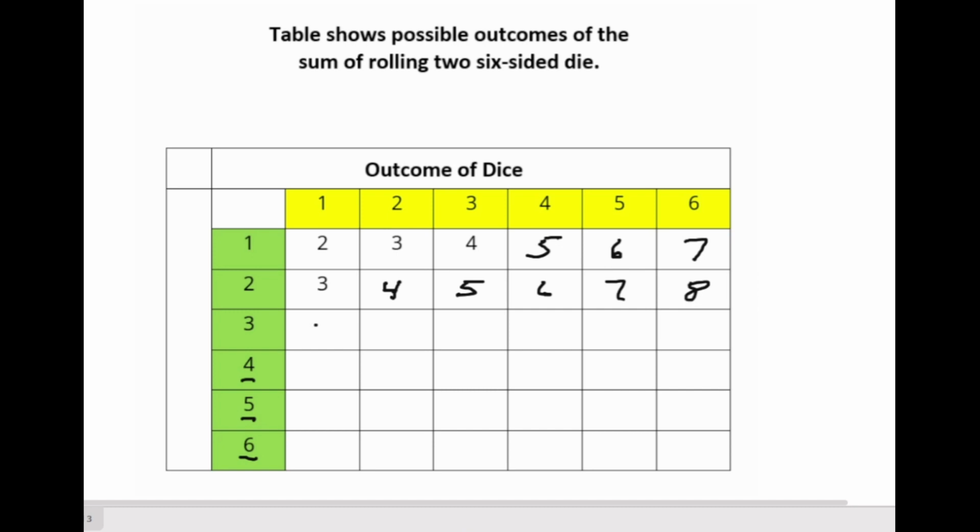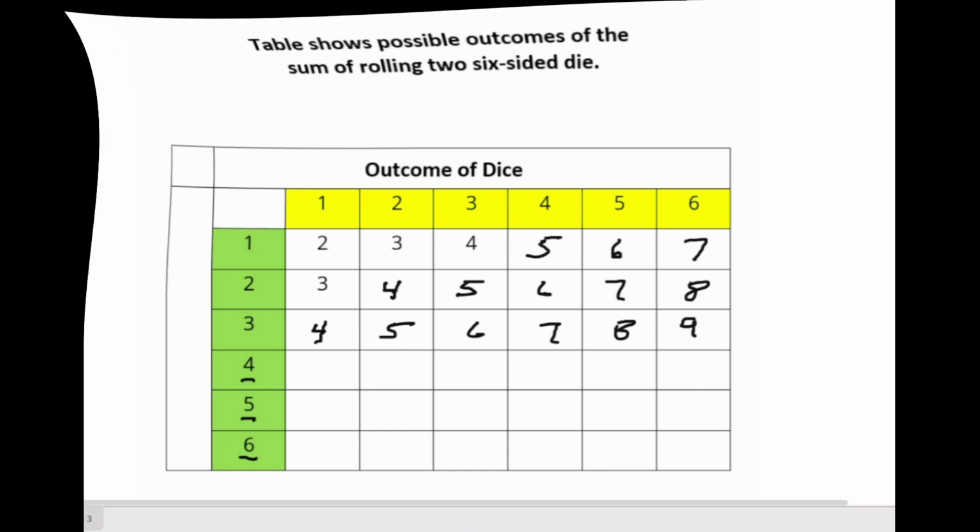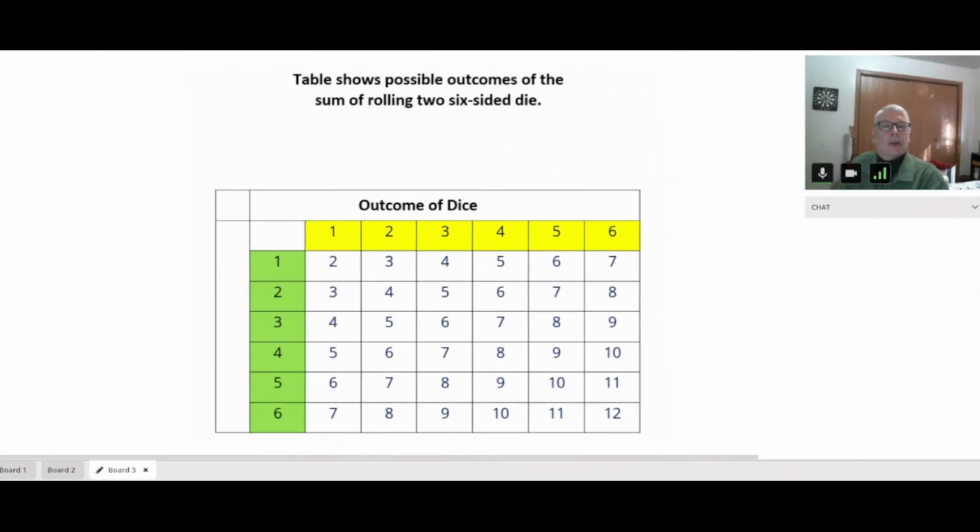Then 3 and 1 is 4. You see the pattern? And we know this is going to be 5, 6, 7, 8, and 3 plus 6 is 9. And you just keep on going. So we're just going to add the 2 dice together. That's taking the sum. So we have our table.